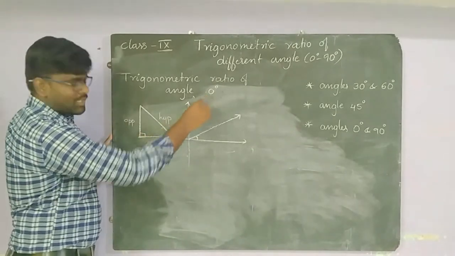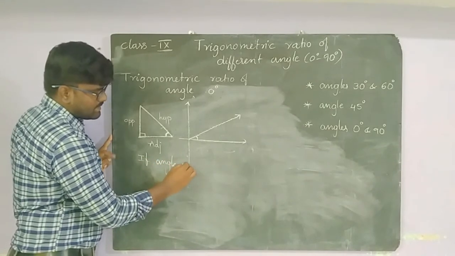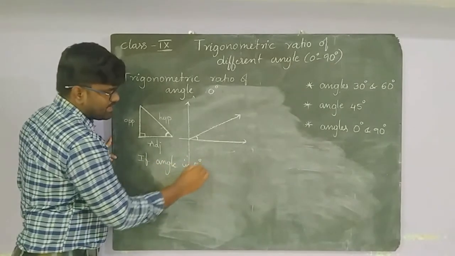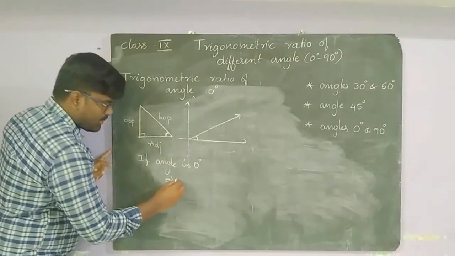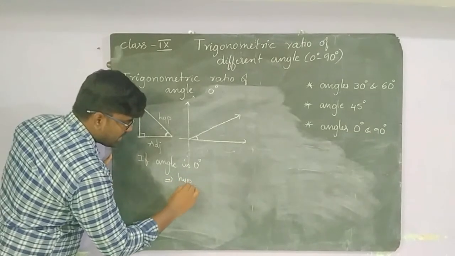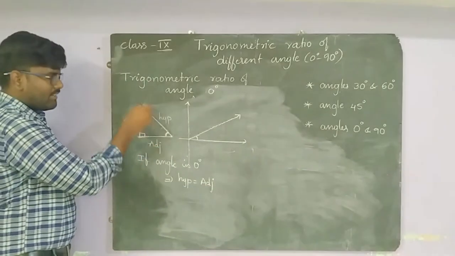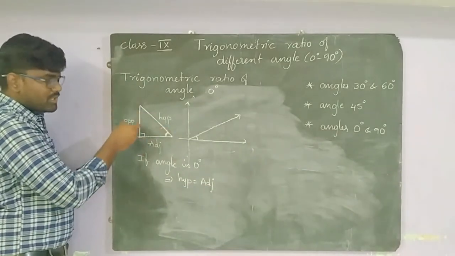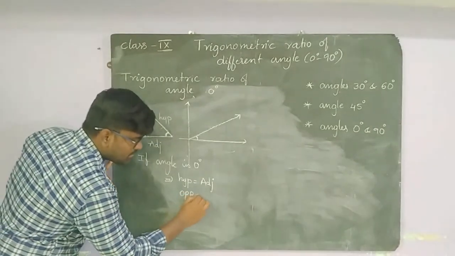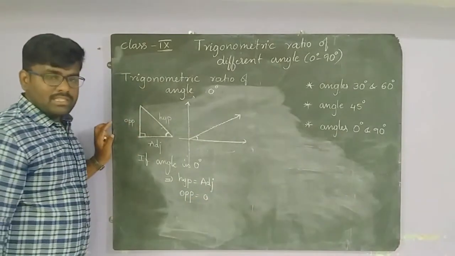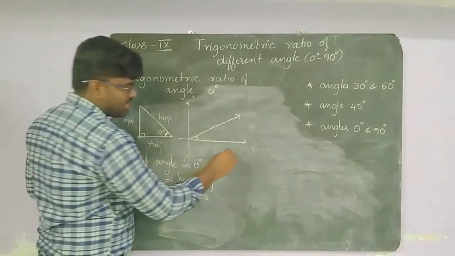Whenever the angle is 0 degrees, then we can say the hypotenuse coincides with the adjacent. Hypotenuse coincides with adjacent means hypotenuse is nothing but adjacent. Then what about the opposite? Whenever it coincides with the adjacent, the opposite is nothing. Opposite is nothing means the opposite side becomes 0. Now here it is 0 degrees.